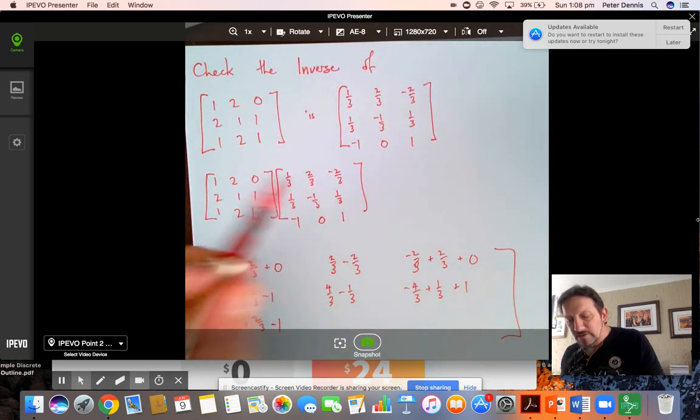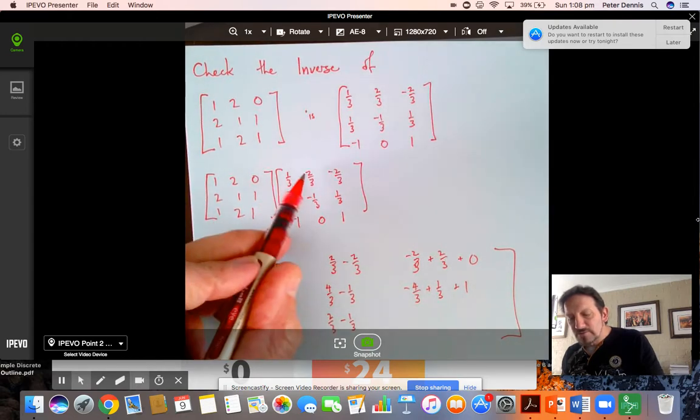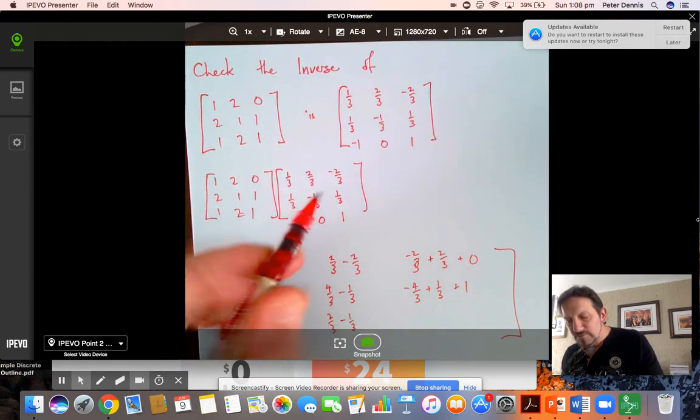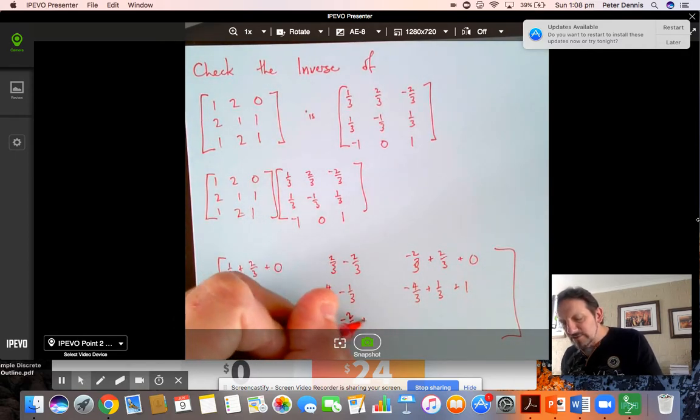This middle one is going to be 2/3 minus a third, minus 2/3, always a good check. 1 times 2/3 gives us 2/3. 2 times minus a third gives us minus 2/3, and that's going to be 0.